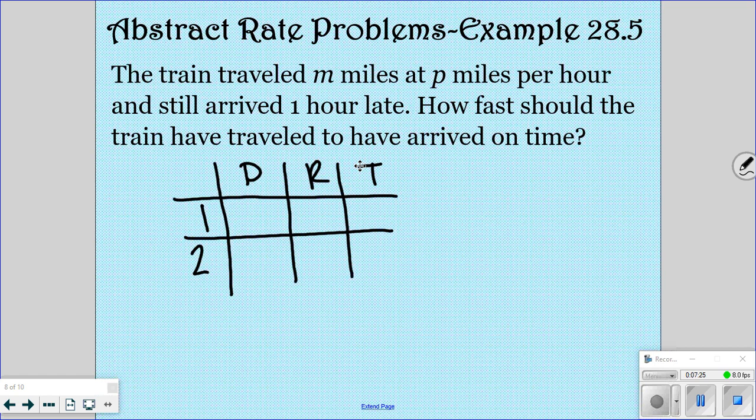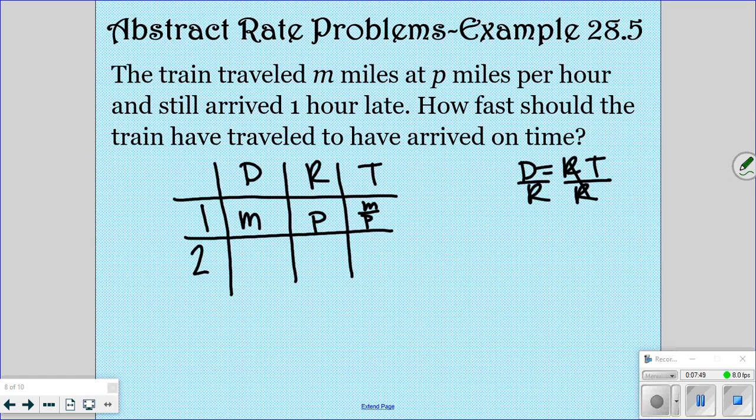So the first time, they traveled m miles at p miles per hour. And so the time, in terms of these variables, distance equals rate times time, so our time is distance over rate. So m over p. That would be the time originally.